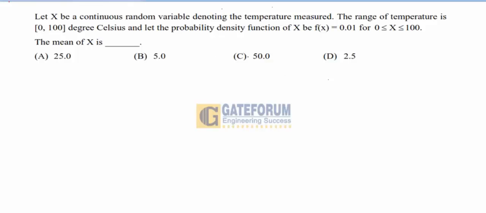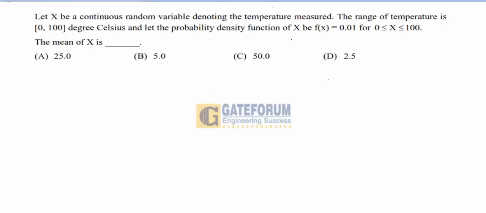The first question: let X be a continuous random variable denoting the temperature measured. The range of the temperature is 0 to 100 degrees Celsius. And let the probability density function of x be f(x) equal to 0.01 for x less than or equal to 100 and greater than or equal to 0. So they have asked you what is the mean of x.